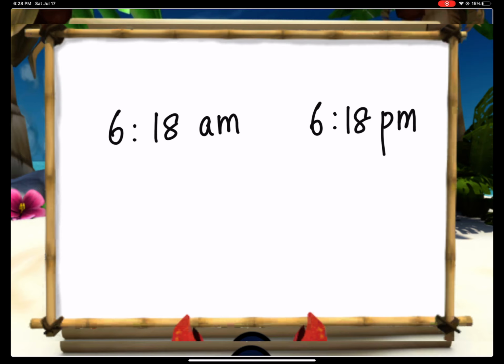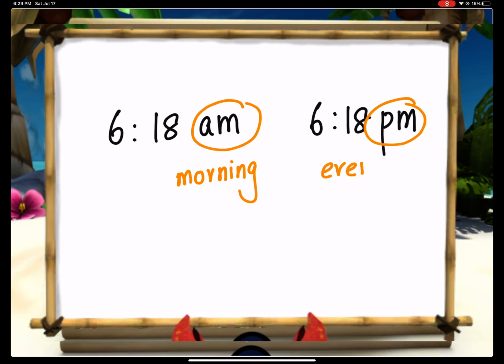Okay, there are two times here. One is 6:18 a.m. and the other time is 6:18 p.m. If you see 6:18 a.m., most probably you will wake up in the morning and get ready for school. So that only happens at 6:18 a.m. That means that will be morning. Okay, and p.m., so 6:18 p.m. At this time, you would be more likely to be eating dinner. So 6:18 p.m. is evening time.